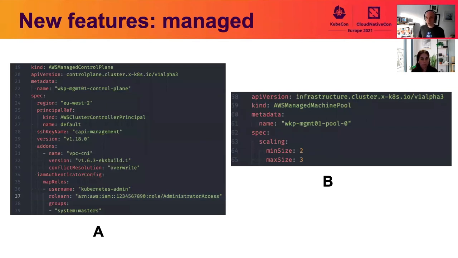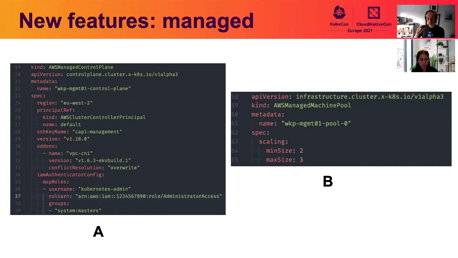So what does the YAML look like from a managed point of view, from an EKS cluster point of view? Here are two examples. On the left-hand side in box A, you see an example of the AWS managed control plane. So this represents the cluster and the bootstrap, like I mentioned before. I want to point out a few things here. Firstly, we have that principal ref, a link to the credentials that are going to be used when provisioning this cluster, so which account and which user, etc. We specify which version number we want to use within the cluster.